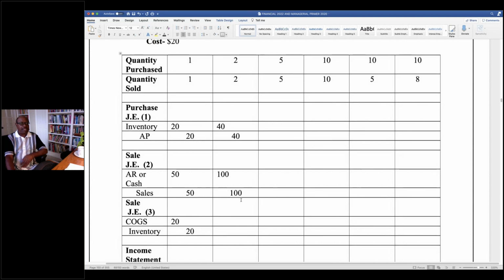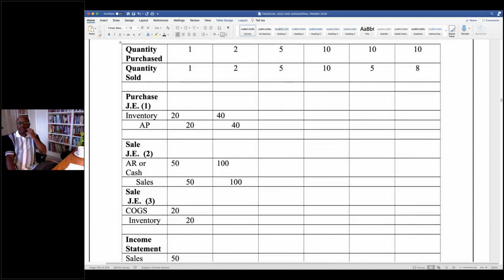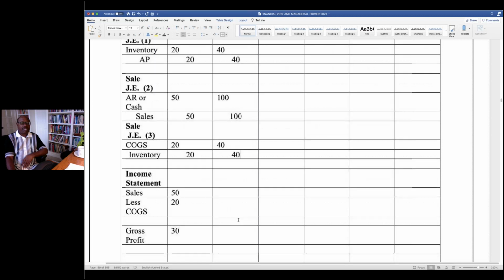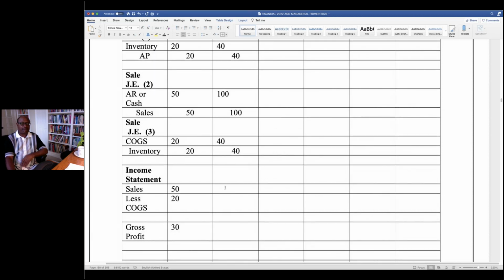So what's the cost of goods sold entry going to be now? $40. So we debit cost of goods sold for 40, credit inventory for 40. If we do the income statement, how does it look now? Sales is going to be 100. Cost of goods sold is going to be 40. Gross profit of 60. Any questions?